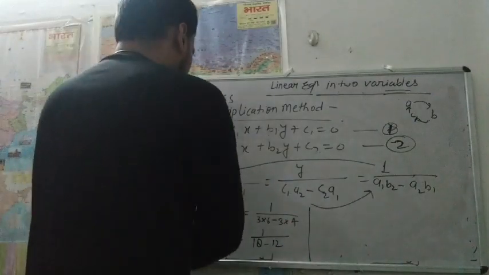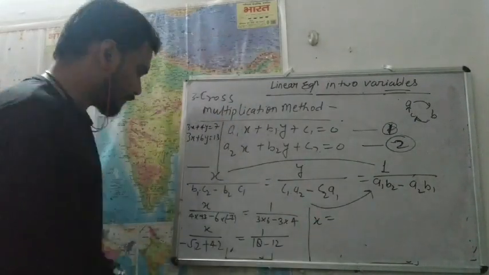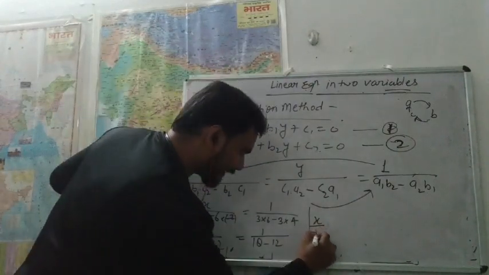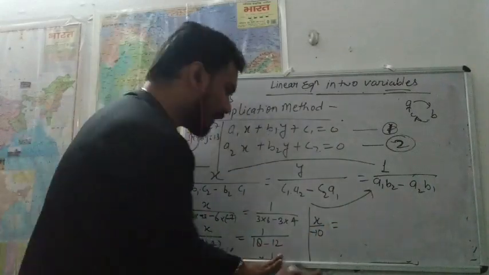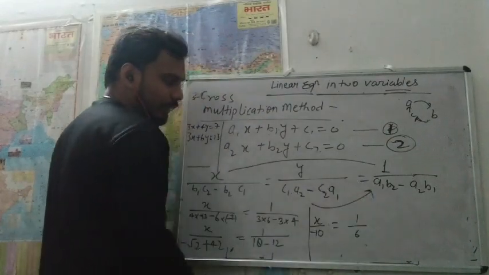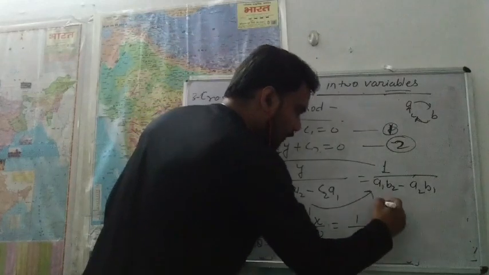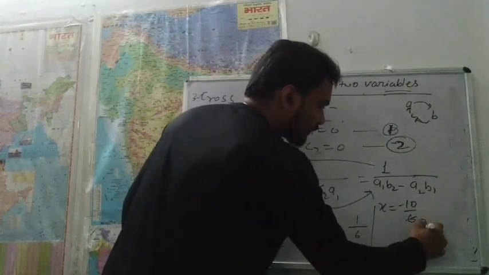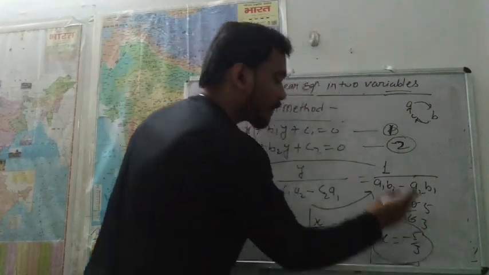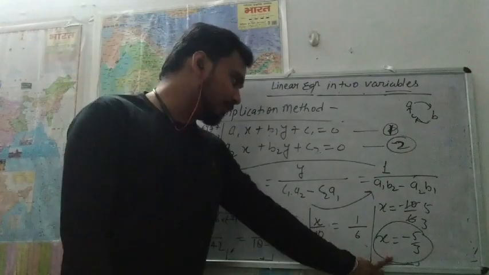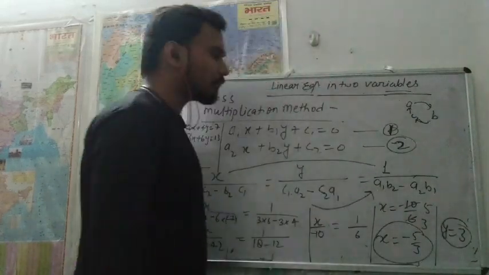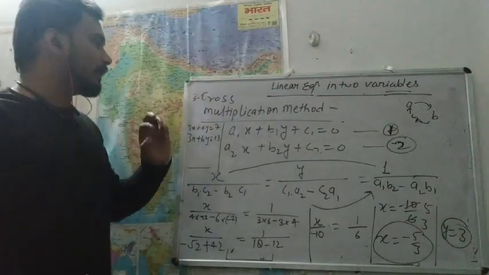Okay, so let's consider it. What is the value going to be? From here, minus 52 plus 42 will give you x upon minus 10, which equals 1 upon 6. If we transfer this 10 to the other side, it is going to be in the numerator. So x is equal to minus 10 upon 6. 2 threes are 6, 2 fives are 10, and from here we get x is equal to minus 5 upon 3, as it was the previous value. In the same way we will calculate the value of y, and we will get y as 3.